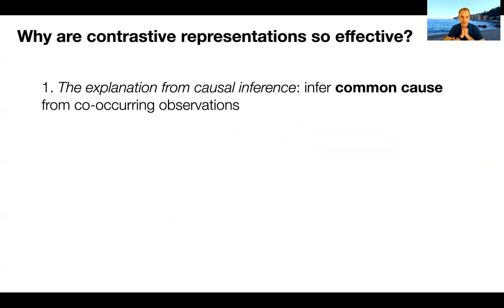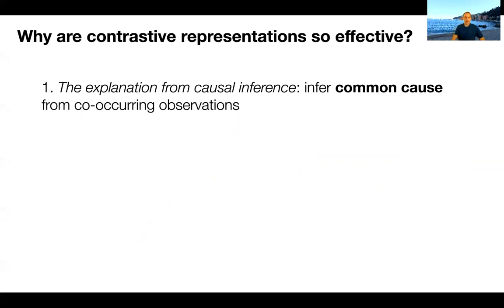Okay, so this is a classical explanation, but it's one I really like a lot, so I wanted to start with that. It's an explanation from causal inference that contrastive methods that try to align multi-view data end up trying to infer the common cause underlying all of these co-occurring views of the world.